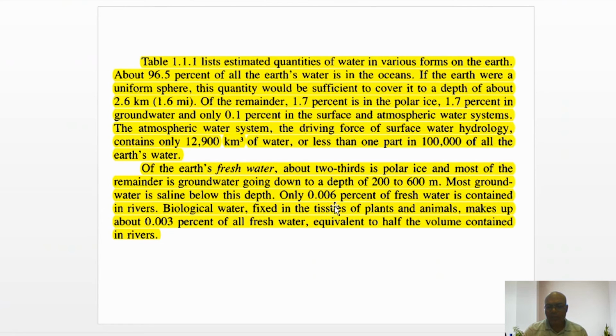A very small percent, that is 0.006% of fresh water, is available in the rivers, and the biological water that is available in the tissues of plants and animals makes up only 0.003%.